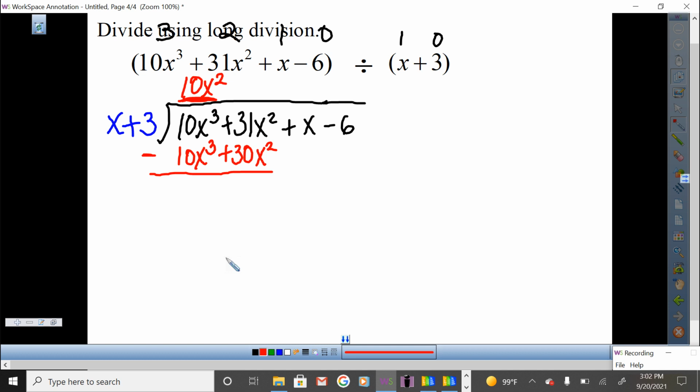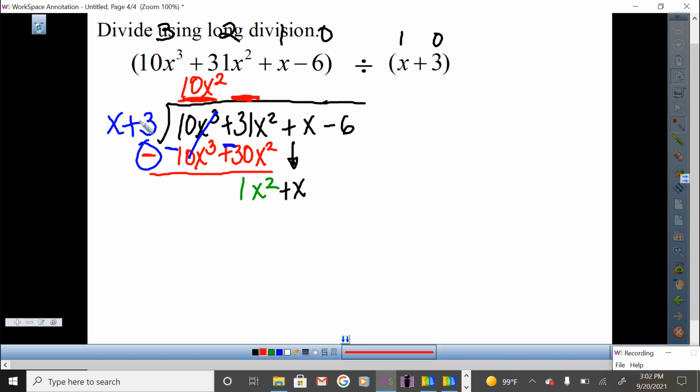What do we do at that point? We're going to subtract. What does that mean again? That negative is going to distribute to both of these, to this one and to that one. Yes? So this cancels. And we're left with, what is 31 minus 30? 1x squared. That is correct. I wrote the 1 so you can see it. What's next? Bring the next term down. Plus x. And we start the process one more time.